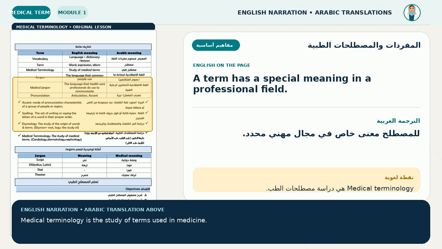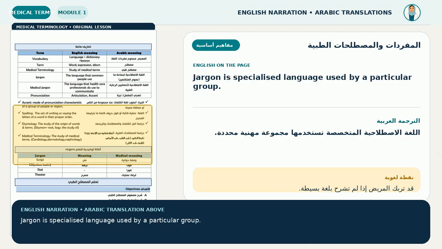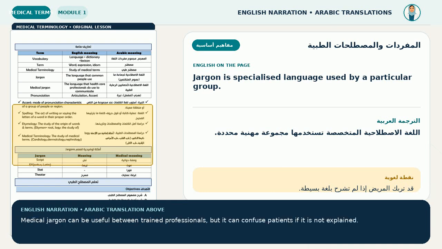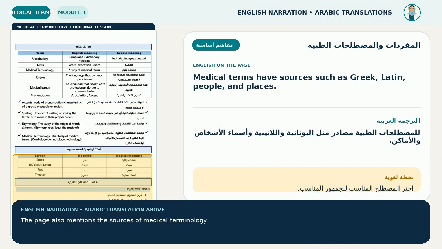Medical terminology is the study of terms used in medicine. Jargon is specialized language used by a particular group. Medical jargon can be useful between trained professionals, but it can confuse patients if it is not explained.